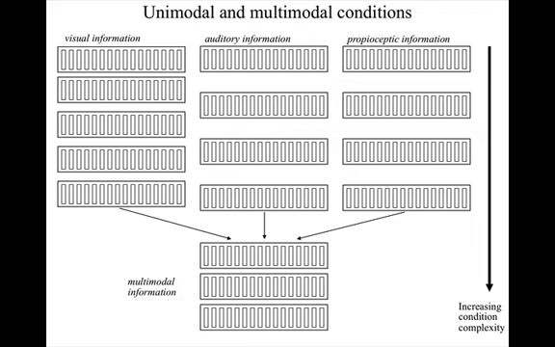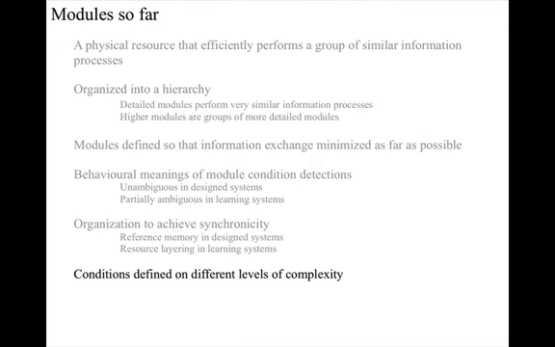If there's multiple sources of sensory inputs, conditions can be detected first in the information derived from just one sensory mode, and then multimodal conditions that are defined by combinations of information from different senses. So we've added another characteristic of modules. The layering organizes detection of conditions by condition complexity, and that has some behavioral implications.